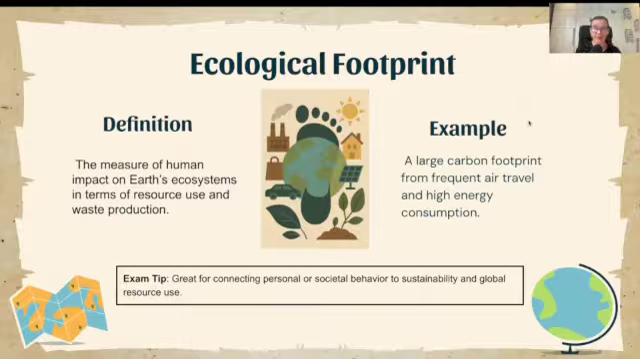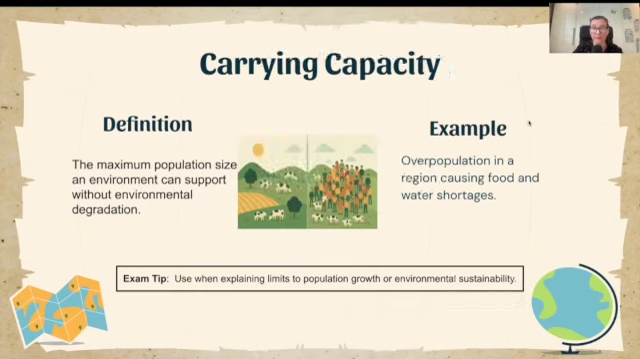Ecological footprint. The definition is the measure of human impact on the Earth's ecosystems in terms of resource use and waste production. For example, a large carbon footprint from frequent air travel and high energy consumption. Here's an exam tip: this is great for connecting personal or societal behaviors to sustainability and global resource use.